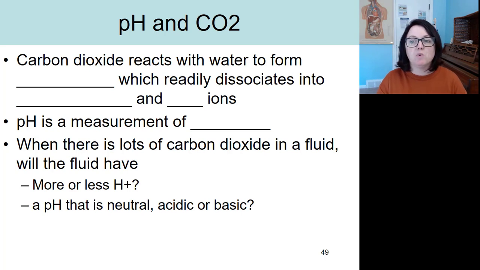Carbon dioxide reacts with water to form carbonic acid, which readily dissociates into bicarbonate and hydrogen ions. pH is a measurement of hydrogen ions in a solution. And we know that as hydrogen ions increase in a solution, pH will decrease. So this could be problematic. When there's lots of carbon dioxide in a fluid, will this fluid have more or less hydrogen ions? And will the pH be neutral, acidic, or basic? Go ahead and pause the video and answer those two questions.